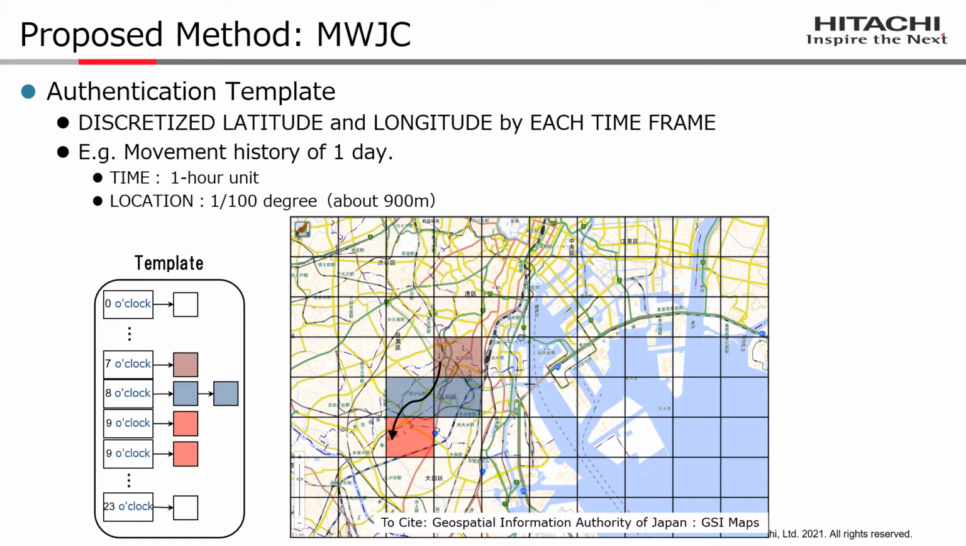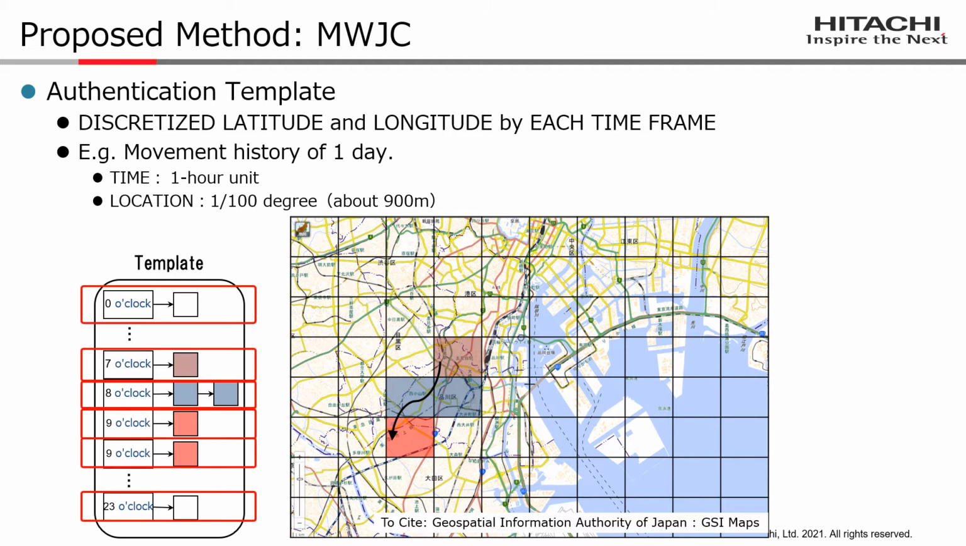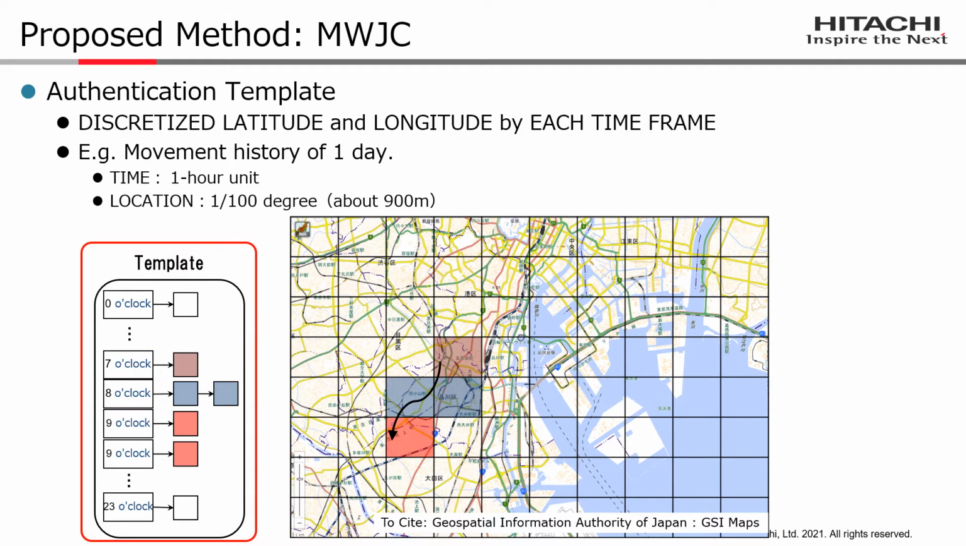Here's a case study of GPS history. Since the GPS and time are continuous values, the authentication template is generated by discretizing location data for each time frame. For example, the time frame is discretized in 1-hour units, and the location information is discretized with 0.01 degree, about 900 meters. Here is an example of 1-day profile data. In this case, we have 24 sets of data with different cardinalities. Each set consists of latitude and longitude pairs or frequencies with 0.01 degree.